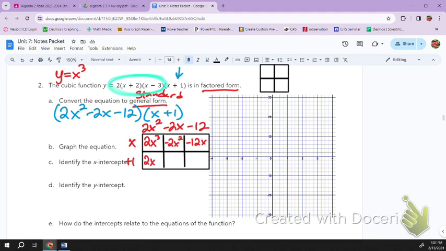2x squared, well, it's going to go right here. Negative 2x. In the last box, negative 12. We're multiplying negative 12 times a 1. I'll give you a second. Make sure you have that written out, because now we're going to write it out.